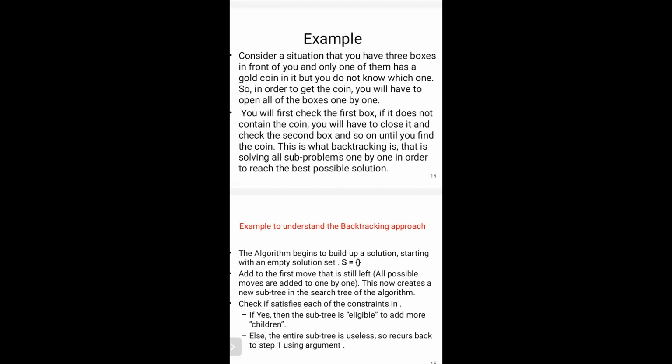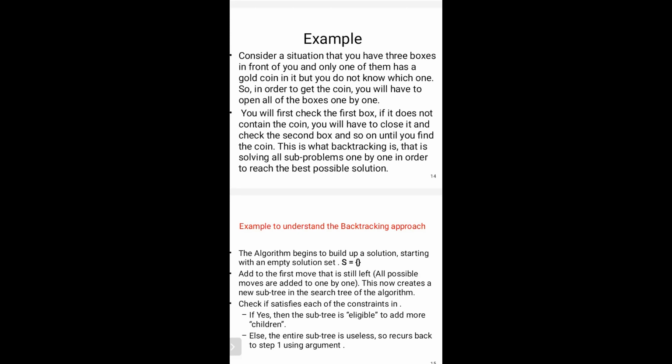You will first check the first box. If it does not contain the coin, you will have to close it and check the second box. Open the second box and check it. Is there any gold coin or not? And so on until you find the coin. This is what backtracking is: solving all subproblems one by one in order to reach the best possible solution.